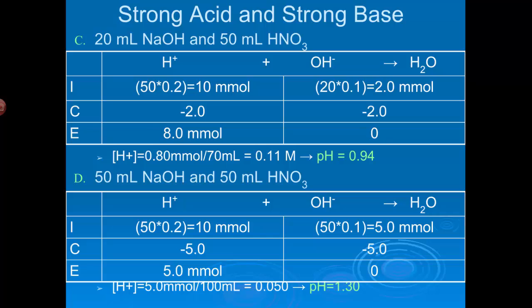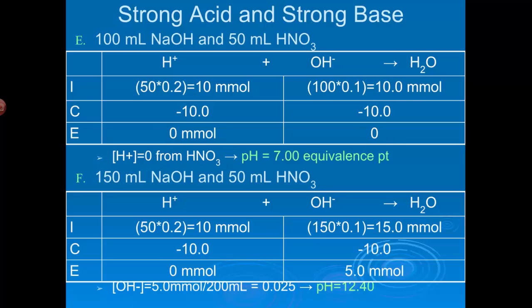Okay, here's a couple more. Pause the video and take a look at these. I'm not going to spend valuable video time going through the specifics of each of these, but this is the same reaction. We're just adding more base. So in part C, we've added 20 milliliters of sodium hydroxide. In part D, we've added 50 milliliters of sodium hydroxide. And each time we're calculating the pH just like we did. Here's 100 milliliters of sodium hydroxide. Here's 150 milliliters of sodium hydroxide and how it affects the pH.